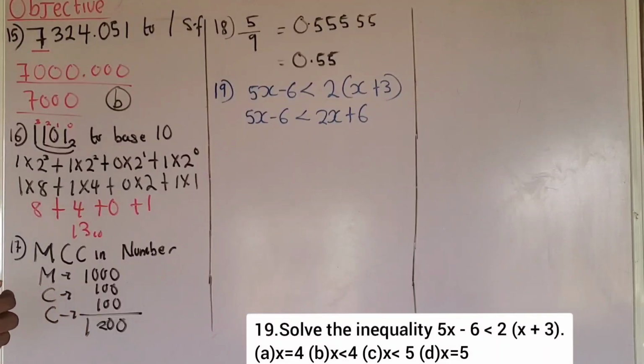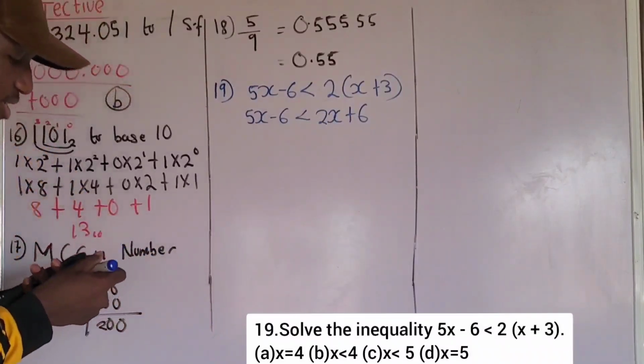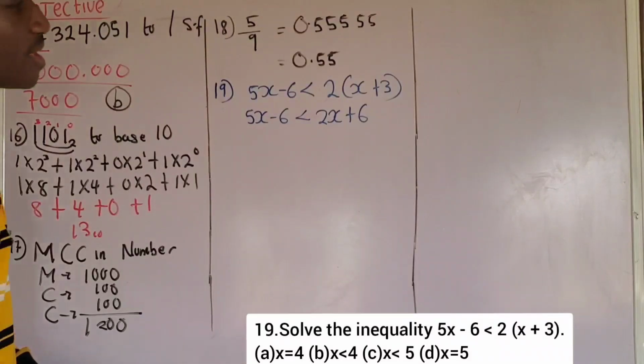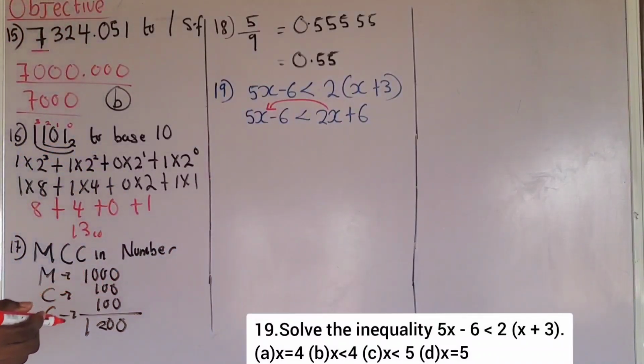Collecting like terms simply means adding the terms that are similar to each other together, okay? You can see that we have 5x here and we have 2x here. So this 2x is going to cross the inequality sign. I'm very sure you are familiar with inequality. Well, if you want to learn more on inequality, I have done many classes on this channel. Just check the channel and watch those classes, okay?